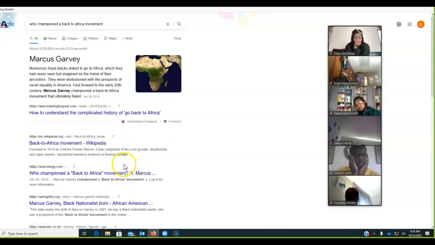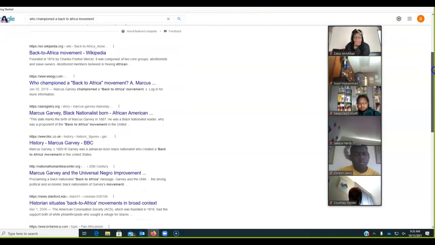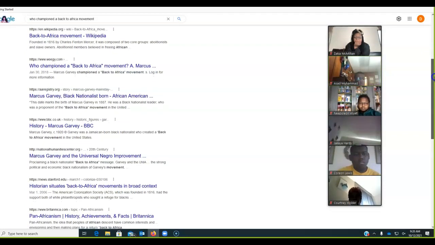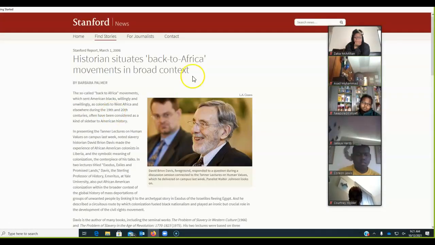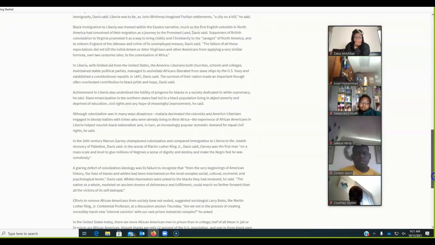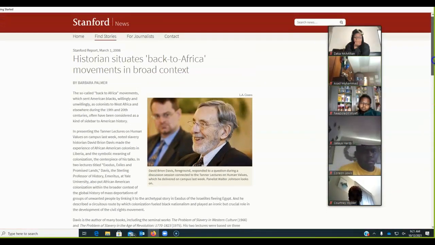Now let's look at some examples. Accuse. Banana. Father. Camera. Oh, I like this one. This is out of Stanford University. Historian situates the Back to Africa movements, plural, in broad context. This might be a good place to start. And if we look as well at the bottom, being a part of many words, yeah, we've got schwa can also be here. So the pronunciation for a whole word itself might be useful.